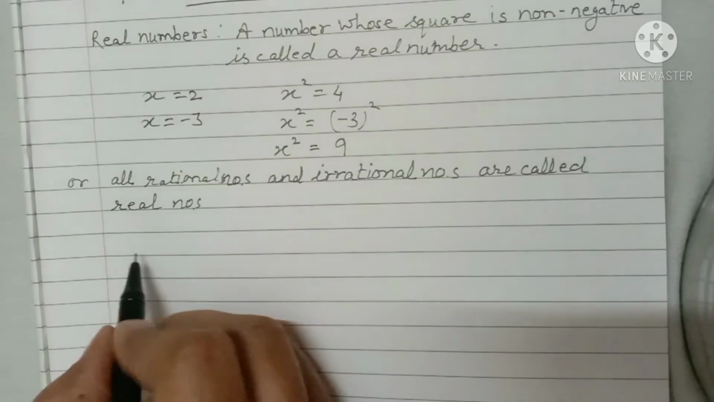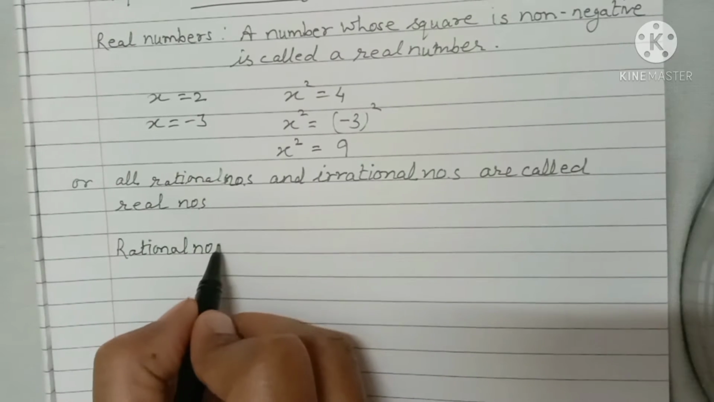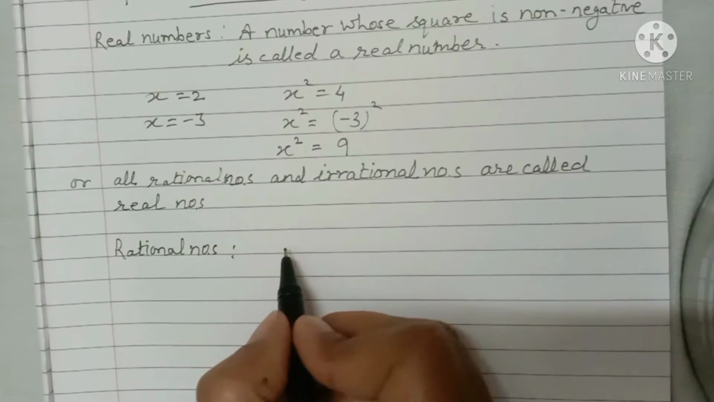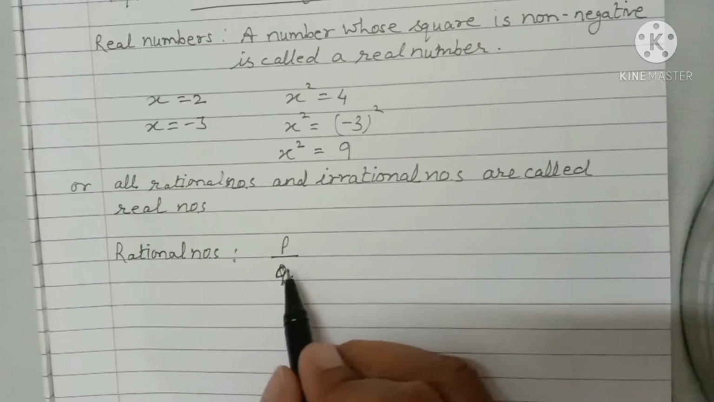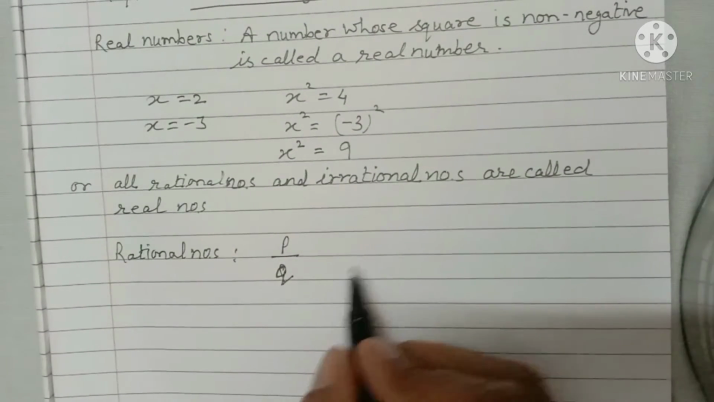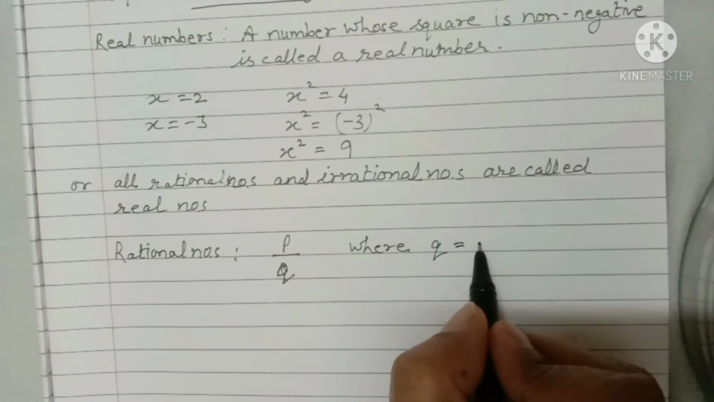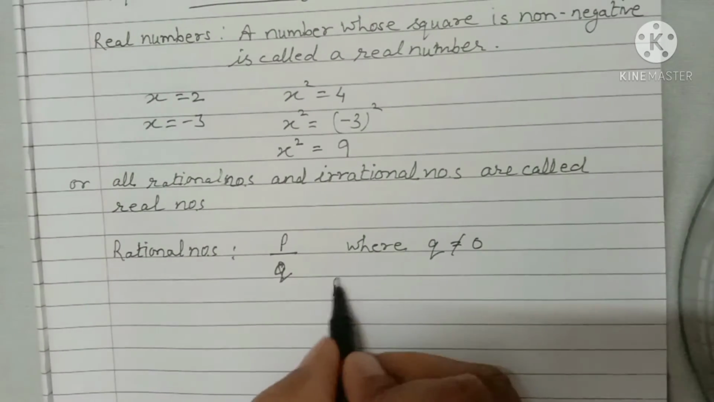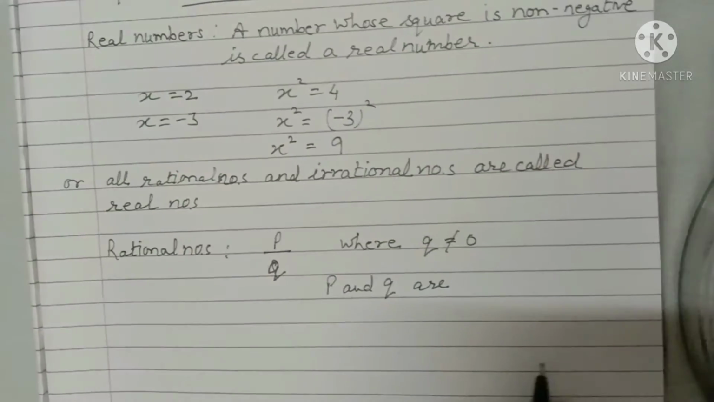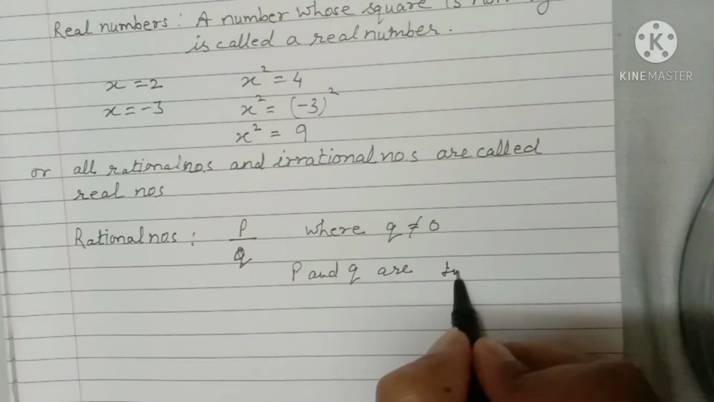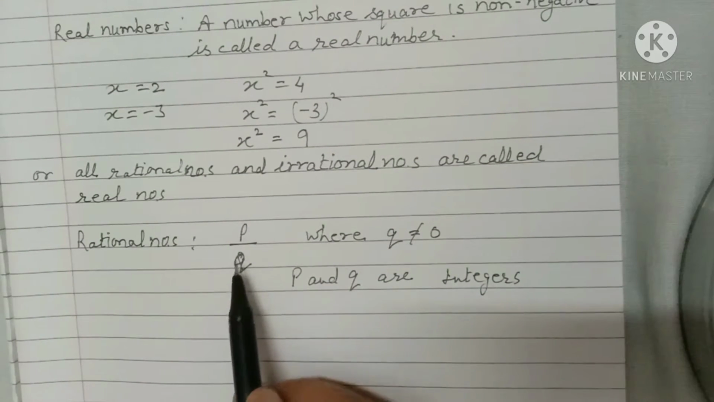What are rational numbers? Rational numbers are the numbers which can be expressed in the form of p upon q, where q is not equal to 0, and p and q are integers. So these are called rational numbers.